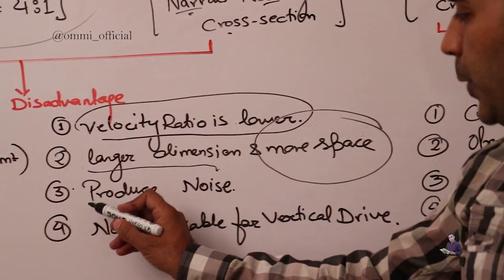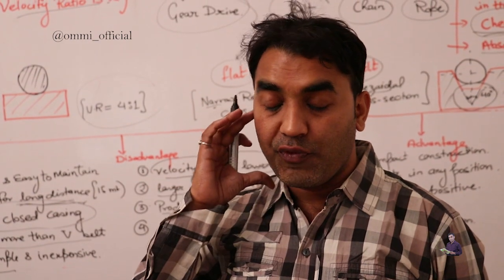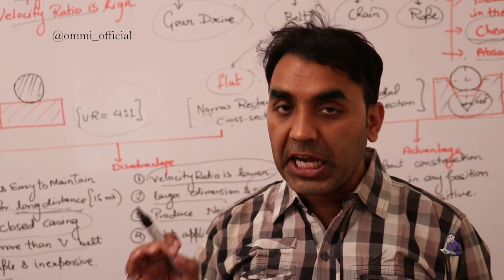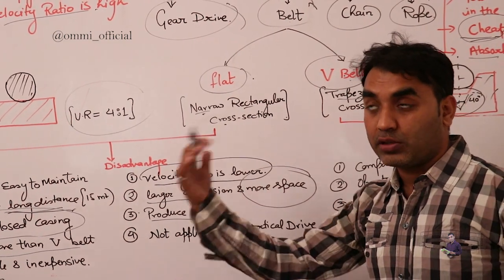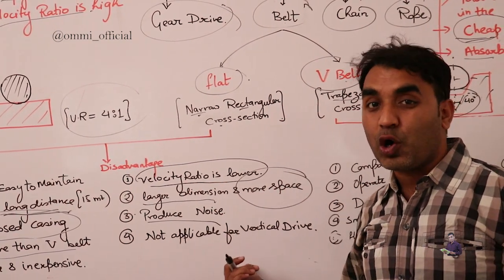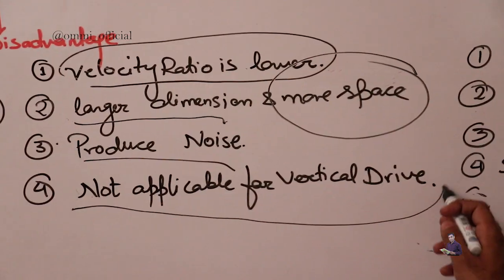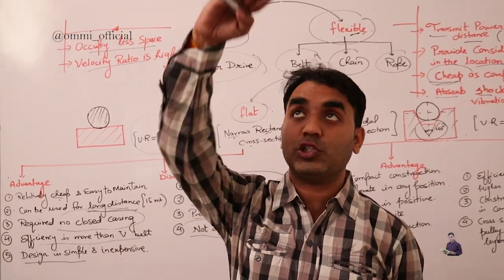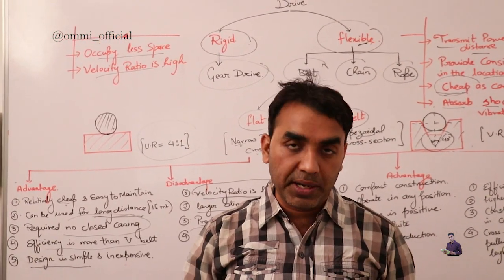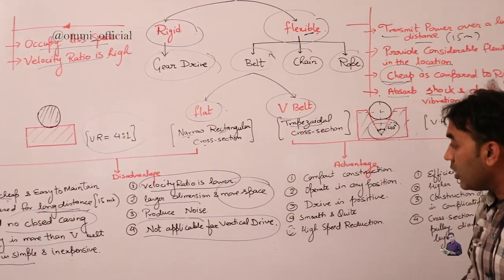The third one, it produces noise whenever you operate at very high speed. It's very noisy, dear, it's very noisy. It means it is a big disadvantage for the atmosphere. It produces sound pollution, we can say, and it is never applicable for the vertical drive. If we go for the horizontal, it's okay, but in the case of vertical, it has some limitations. In order to overcome that limitation, we have the V belt drive.